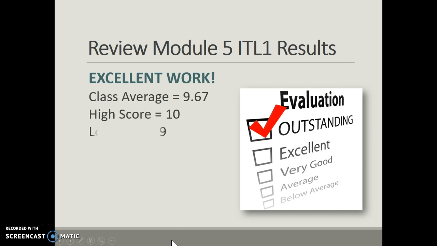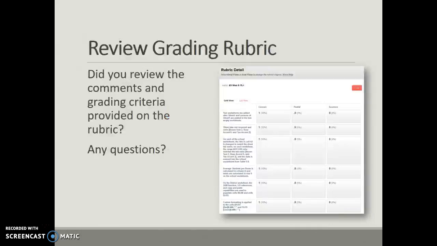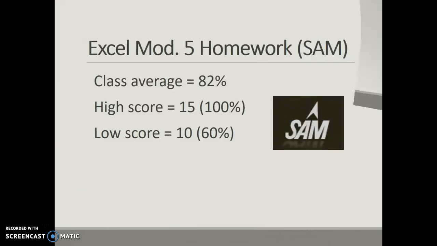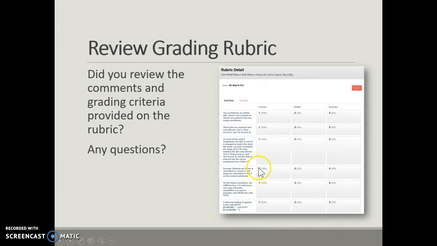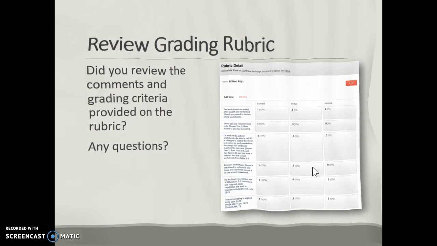96.7, so a high score of 10 and a low score of 9, so that is very good. So there's nothing I really need to review on that. Just be sure that you're looking at the grading rubric and looking at if there's any comments that I put on there and to ask before you take the exam as well.